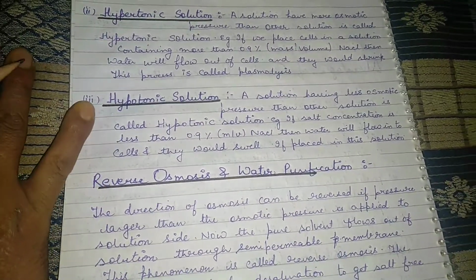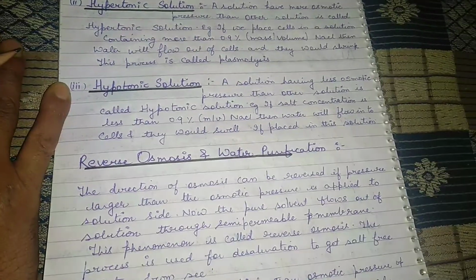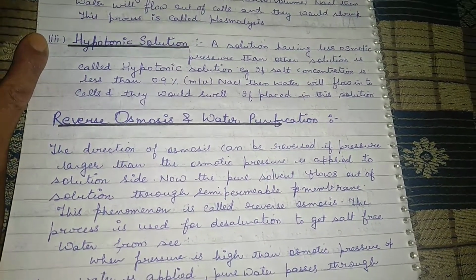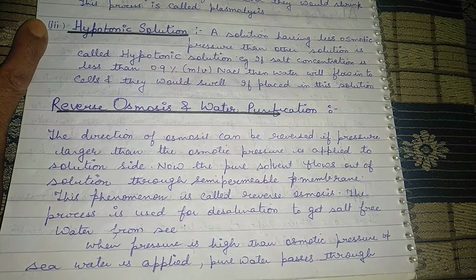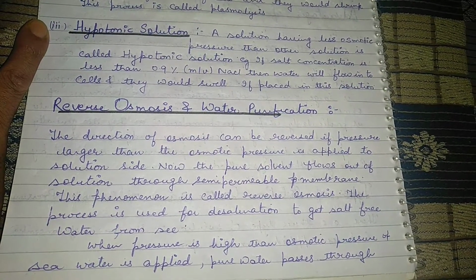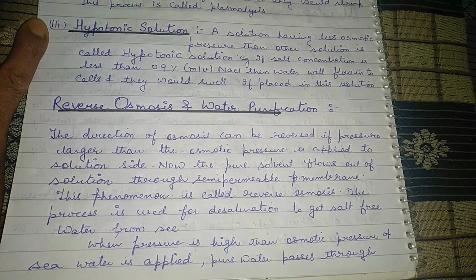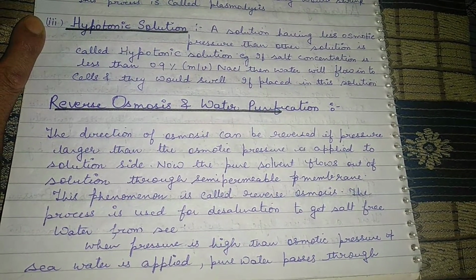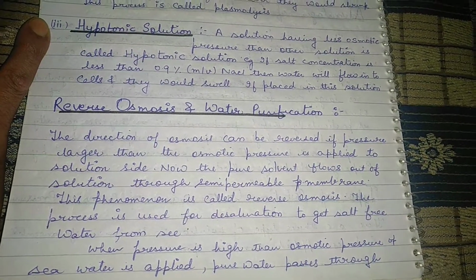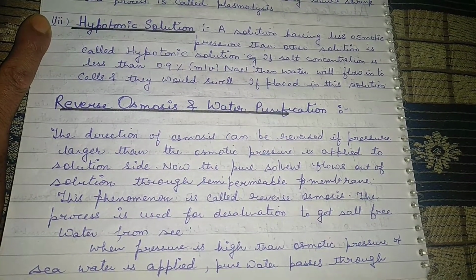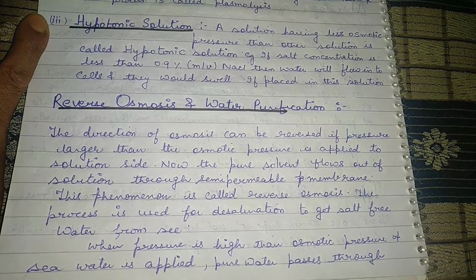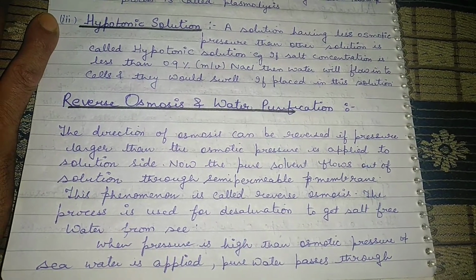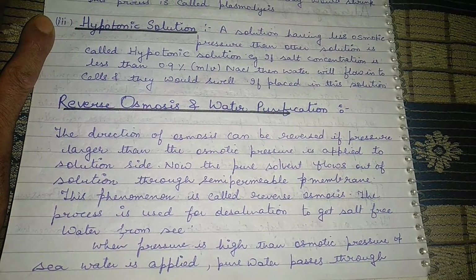Now coming to reverse osmosis and water purification. Nowadays it is very common in everybody's home, in societies also, that people are purifying their water through reverse osmosis, and it is a wonderful process to purify the water. So let's read the exact procedure. The direction of osmosis can be reversed if a pressure larger than the osmotic pressure is applied to the solution side. Now the pure solvent flows out of the solution through the semipermeable membrane. This phenomenon is called reverse osmosis. The process is used for desalination to get salt-free water.